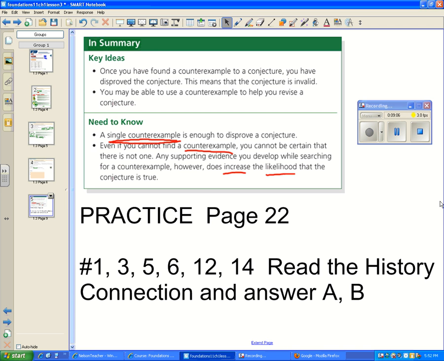What I'd like you to try on page 22, I'd like you to try questions 1, 3, 5, 6, 12, and 14. As well, I'd like you to read the history connection and answer A and B.